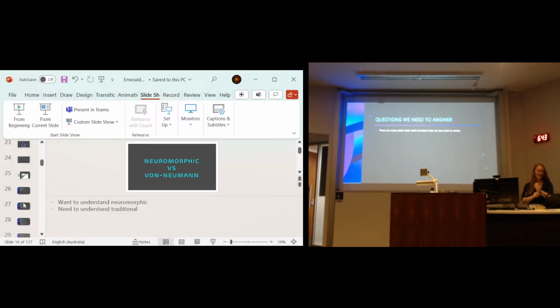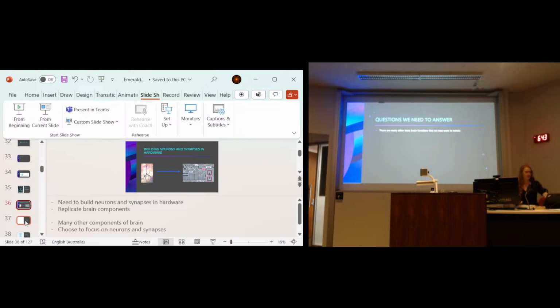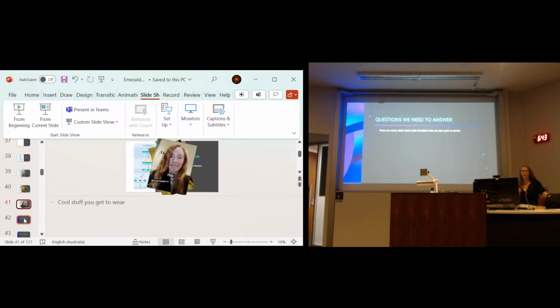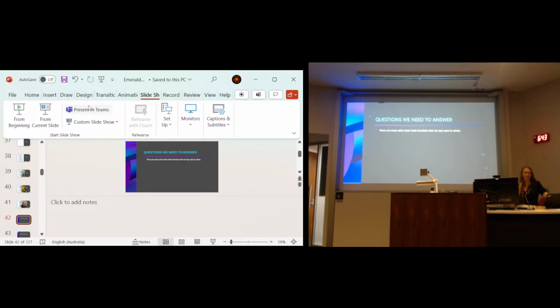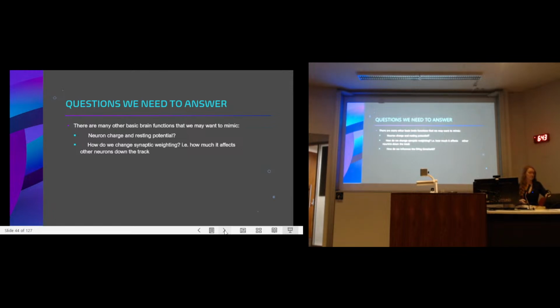So there are a number of questions that we need to consider before we go into actually making these devices. What are the other brain functions that we want to mimic? Obviously there's not just one type of neuron or one type of synapse in the brain. What if we want to create different charges inside the neurons, different resting potentials? How do we do that? We also want to ask, how do we change the weighting of the synapses and the neurons itself? That's going to affect how much those neurons then stimulate neurons downstream from them. How do we actually influence the threshold at which neurons will fire? How do we recreate that in hardware?